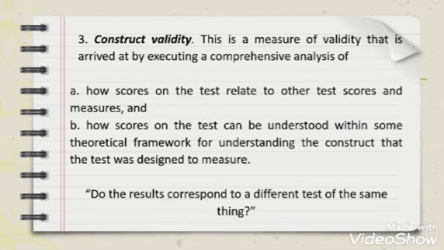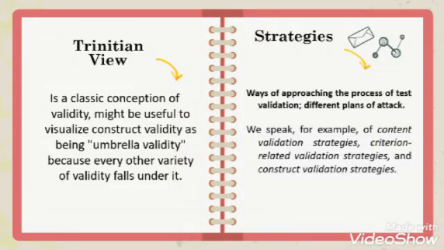This will somehow answer the question, did the test really capture the psychological concept that it wants to capture? Next, we also have what we call the Trinitarian view, wherein construct validity is visualized as the umbrella validity because every other variety of validity falls under it. Next are the strategies. These strategies are ways of approaching the process of test validation, or different plans of attack. We speak, for example, of content validation strategies, criterion-related validation strategies, and construct validation strategies.